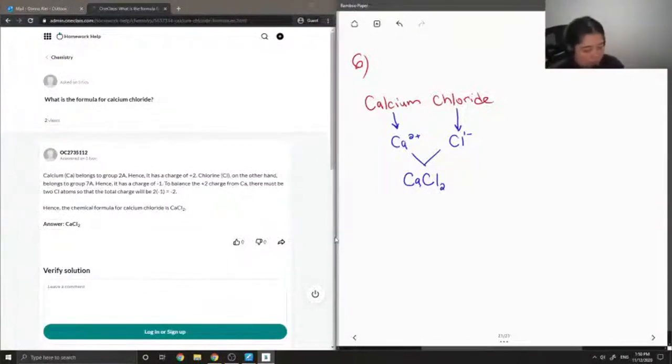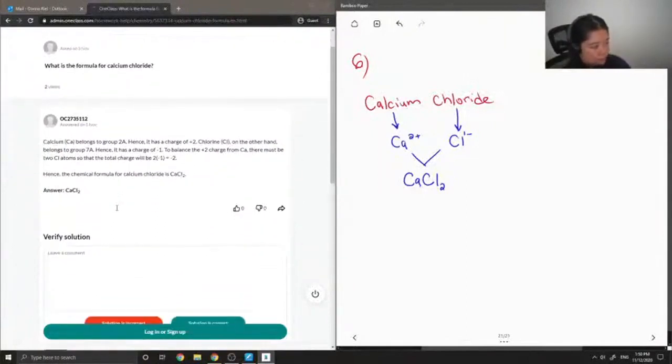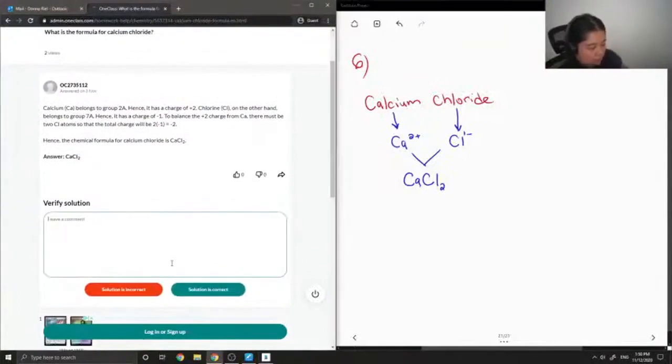So let's see what our junior tutor said. Calcium belongs to group 2A, hence it has a charge of +2. Chlorine, on the other hand, belongs to group 7A, hence it has a charge of -1. To balance the +2 charge from calcium, there must be two chlorine atoms so that the total charge will be -2. Hence, the chemical formula for calcium chloride is CaCl2.